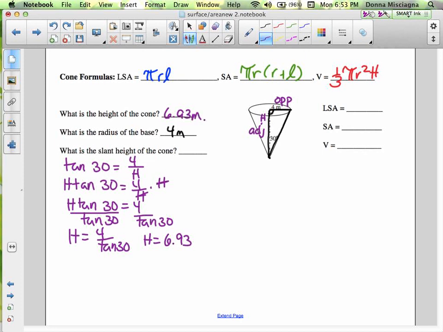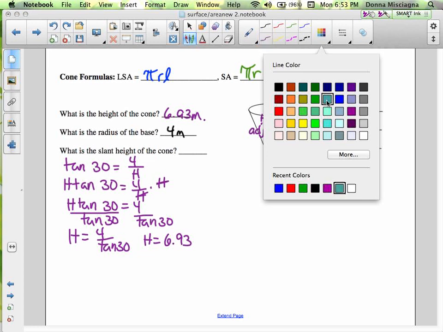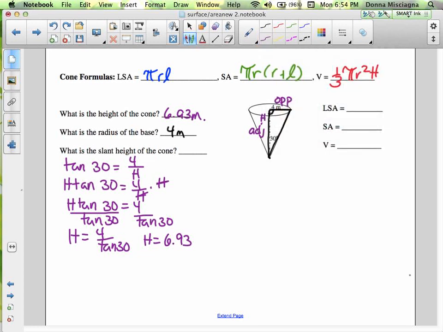And now we need the slant. I'm going to switch colors. The slant is opposite the right angle, so that is the hypotenuse. Make sure you do not calculate with the 6.93, not because it has a decimal, but because we rounded, and there were many more decimals that I did not write down. We need to use the number we know, the 4, otherwise we're going to have rounding error.